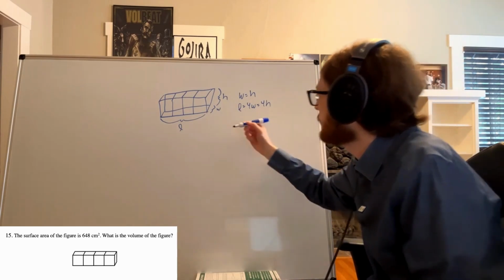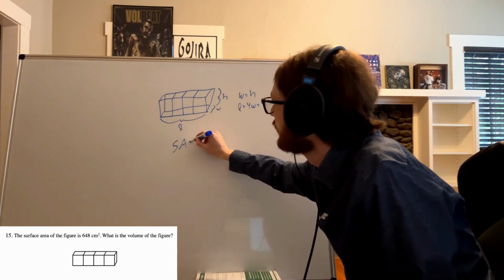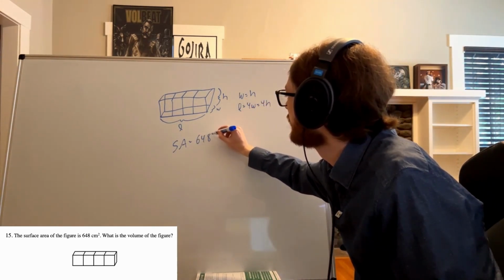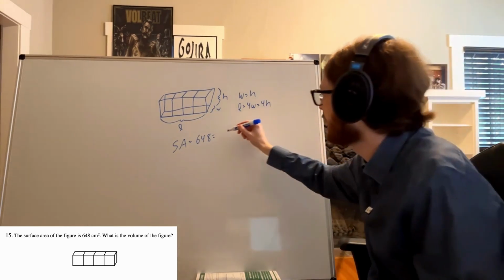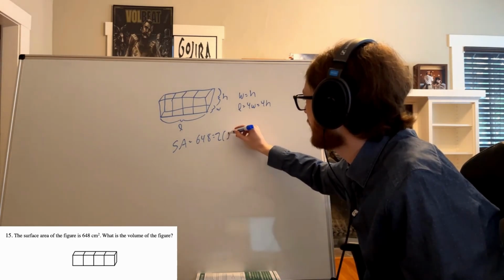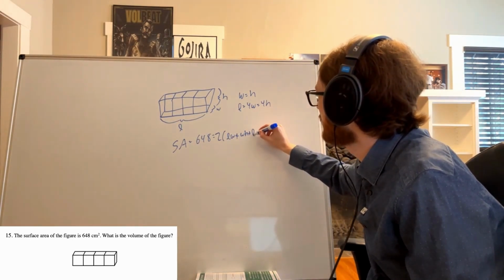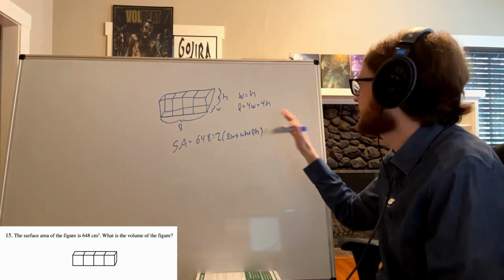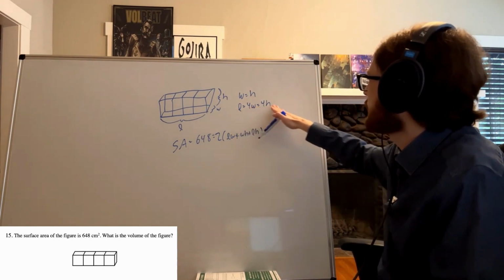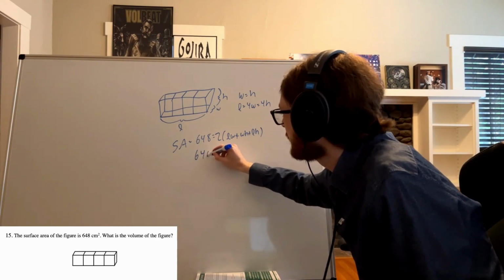For this question, though, we know the surface area is 648, and the equation for surface area is 2 times all of the areas of each face: length times width, width times height, length times height, so all combinations of lengths and widths and heights. We can start plugging in this relationship that we have here and solving for what the dimensions are.